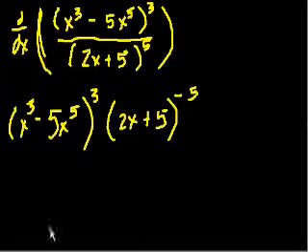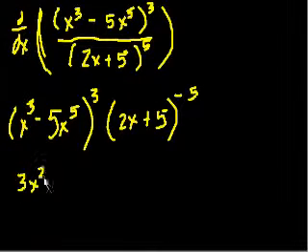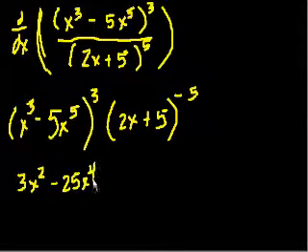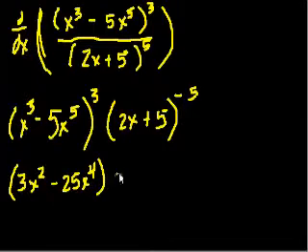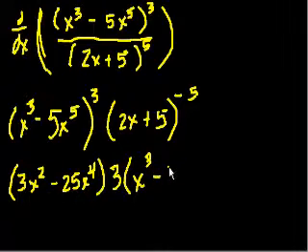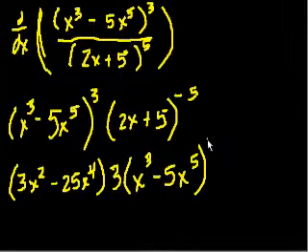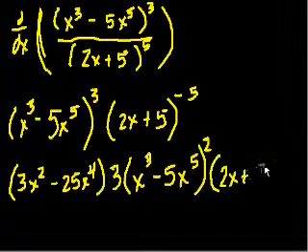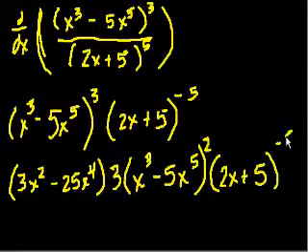And now we can use the product rule. Take the derivative of the first term, and the derivative of the first term isn't a joke. You take the derivative of the inside first. Let's do the chain rule. Derivative of the inside first. That is 3x squared minus 25x to the fourth times the derivative of the outside, 3 times this entire expression, x to the third minus 5x to the fifth, and then all of that, take this exponent down 1 to the squared, and then multiply it times this whole term. So 2x plus 5 to the minus 5.